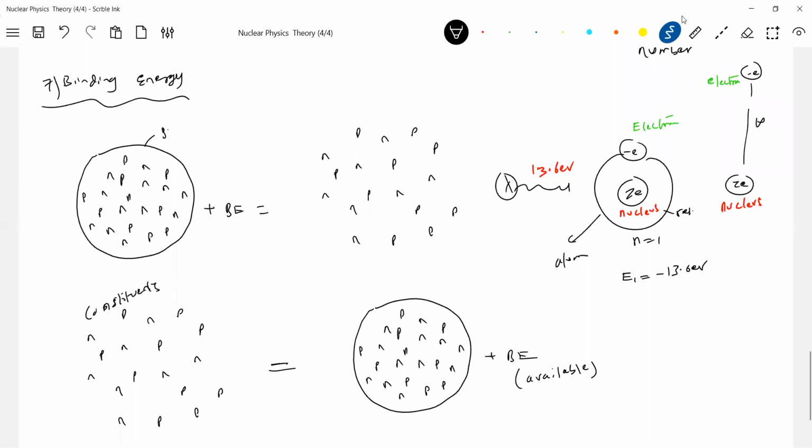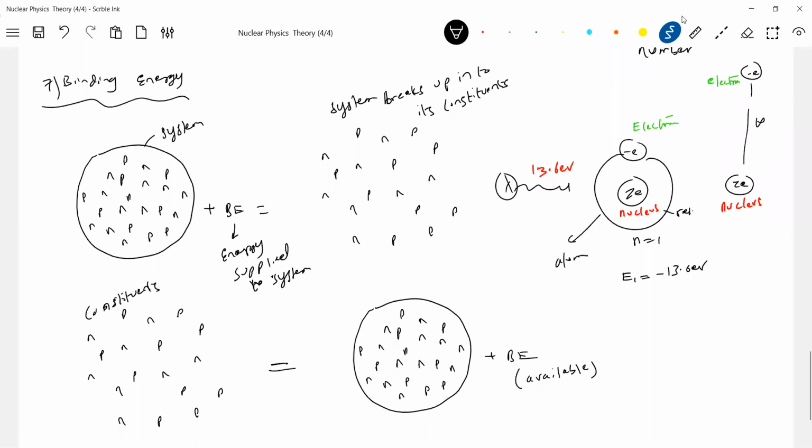And this is the system. Let's say that you open the system and it breaks up into its constituents. And this is the energy supplied to the system. This is the idea.